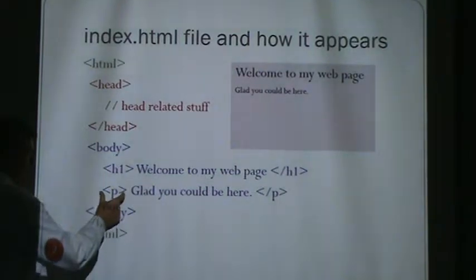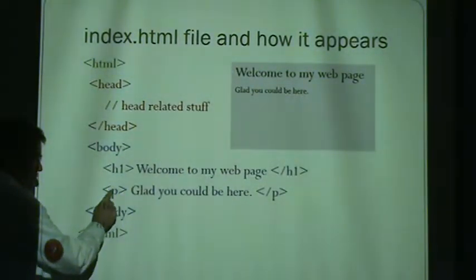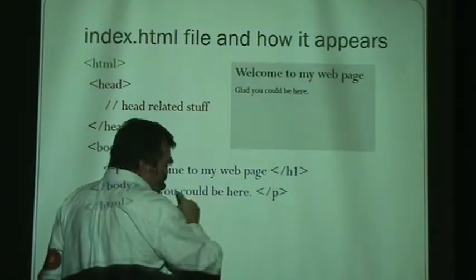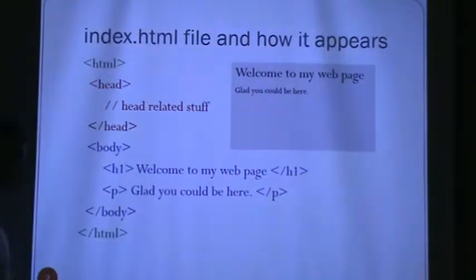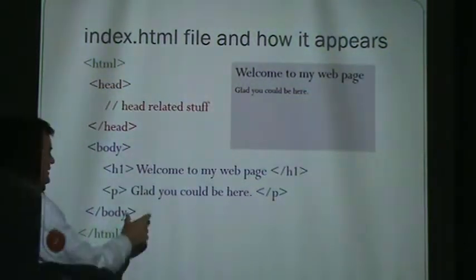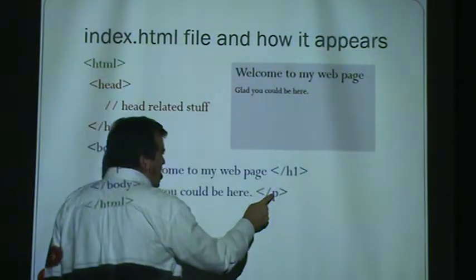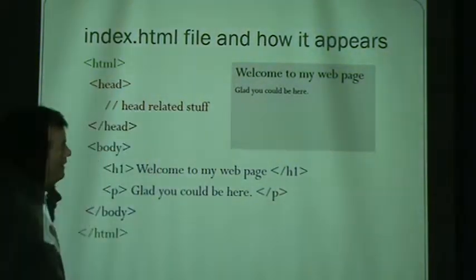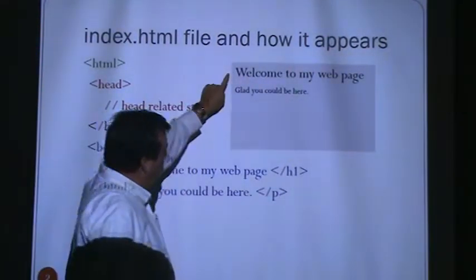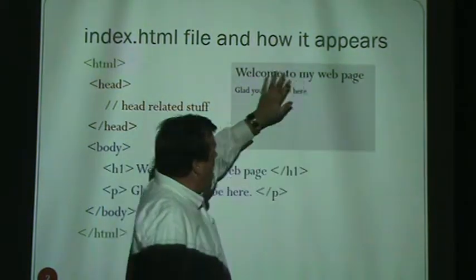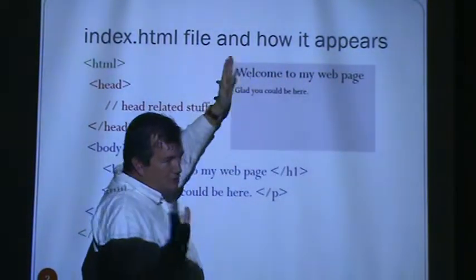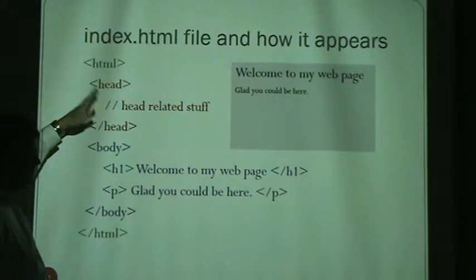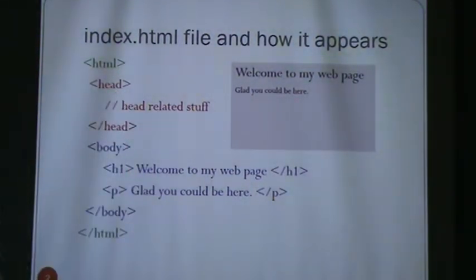Then there's a paragraph tag, which we use P. So paragraph starts here, and it ends here. Most paragraphs are much, much longer, many sentences. This is just a one-sentence paragraph. So it says, glad you could be here. So that showed up in normal paragraph print. Okay, now by default, the web page, the background is going to be white, and the print will be in black, but you could change that if you wanted to. We could have an attribute called background color and change that to green, or whatever.